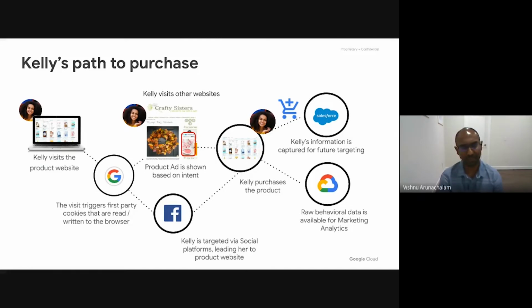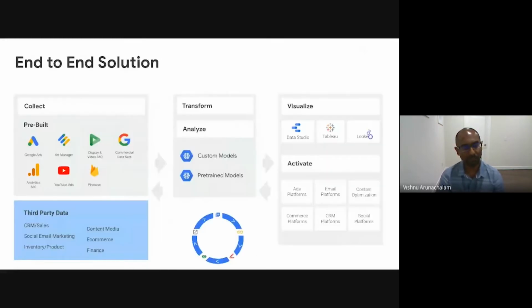So you can see that the data from all of Kelly's different interactions lives within the Google ecosystem, but also lives outside the Google ecosystem, in terms of ads provided from Facebook, data collected in Salesforce, and so on. If you look at my previous picture, most of the story revolved around collecting data from the pre-built data sources within the Google Cloud ecosystem, which is Google Ads, Ad Manager, and so on, and using that data to train and transform your models and come up with predictions. But this is only part of the story.